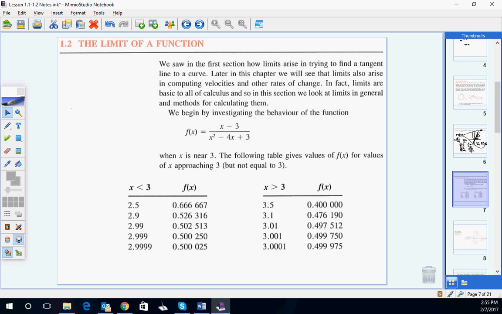So when x is near 3, the following table gives the following values. So as we get really close to 3, what's it getting close to? Yeah, 0.5, right? So essentially 1/2. So as we're approaching 3 on both sides, just like we did earlier with 1, approaching 3 on both sides, it gets really close to 1/2. So the limit at 3 is 1/2 for this given function, by doing a table. But we're not going to be building these tables every time. But I'm trying to get to the basis.